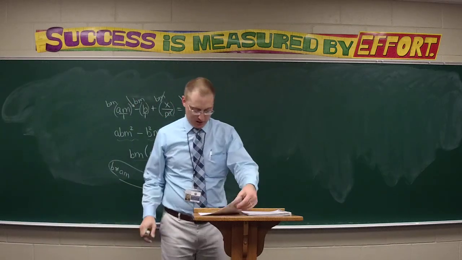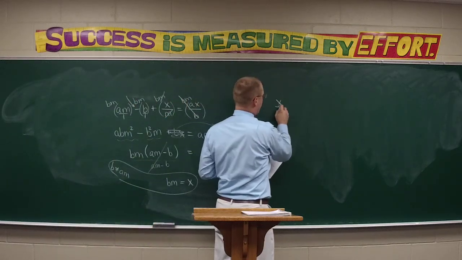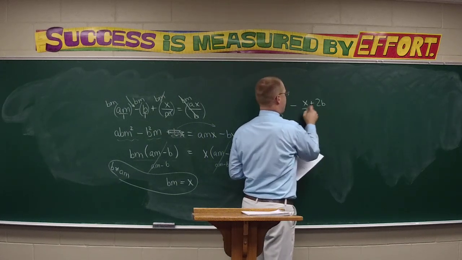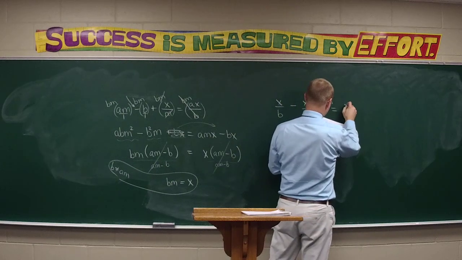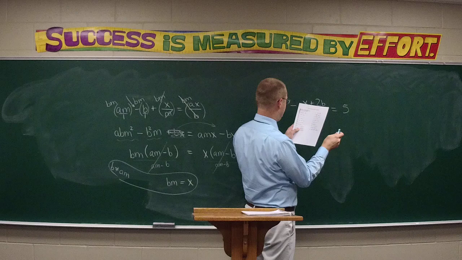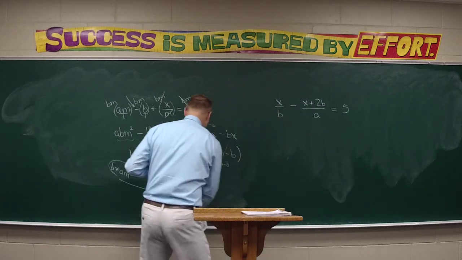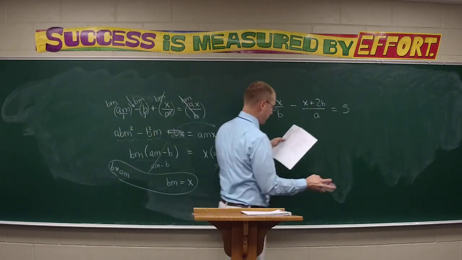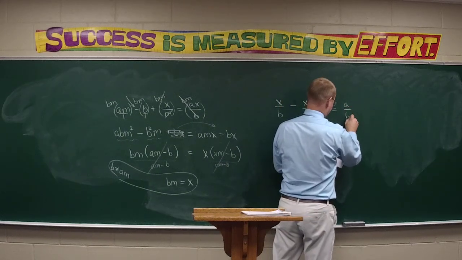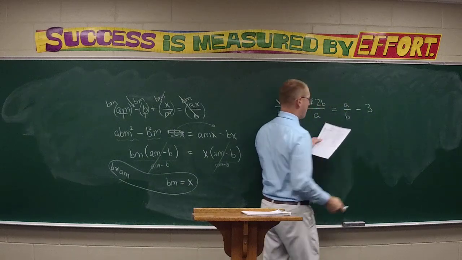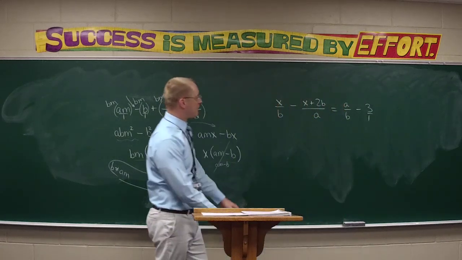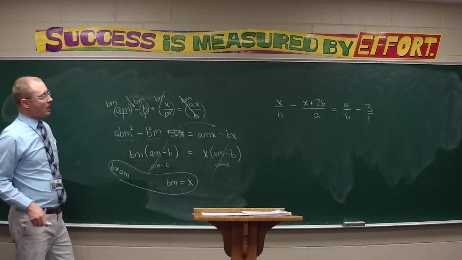Take a look at number 9 with me as well, if you would, please. We have an x over b minus x plus 2b over a is equal to 5. Let's go and put that 5 over, wait, I'm somehow mixing my problems. We're on number 9. There is no 5. 5 is number 11. A over b minus 3. Let's put the 3 over 1. Yeah, just make sure we know it's not a denominator. Always good to put things over 1.